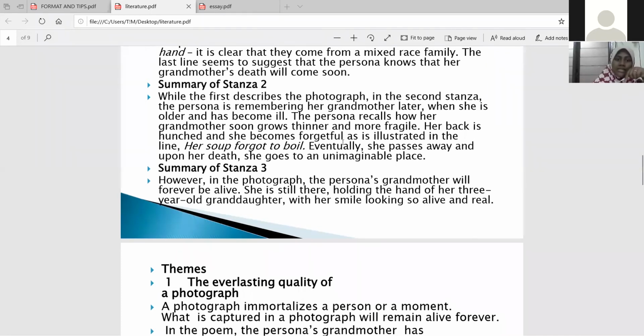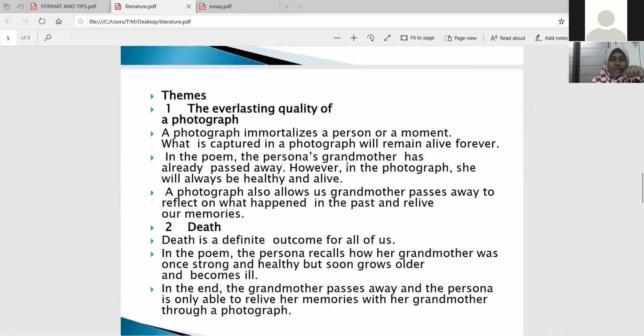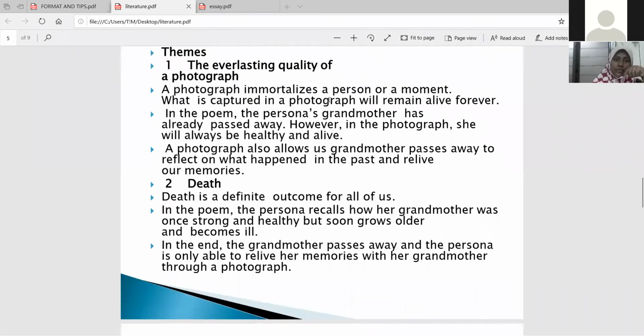Okay, so there are a few themes. As I told you earlier, for moral value, it's a longer version. Okay, when you make it shorter, which is your theme, you look at the first one, the everlasting quality of a photograph, right? The photograph shows the moment. What is captured in a photograph will remain alive forever.